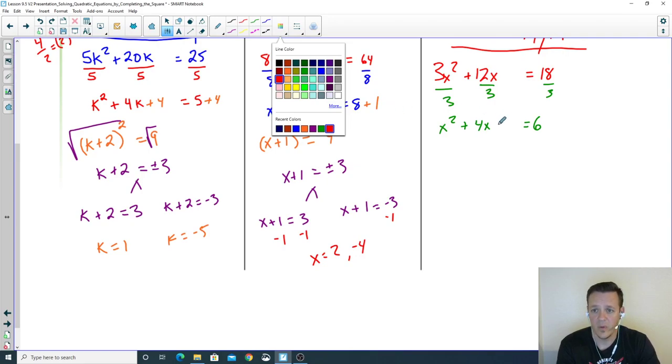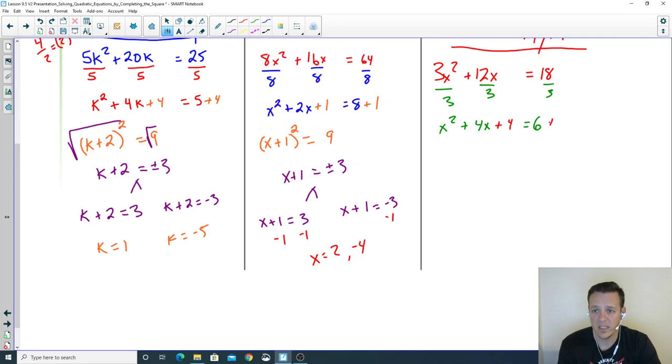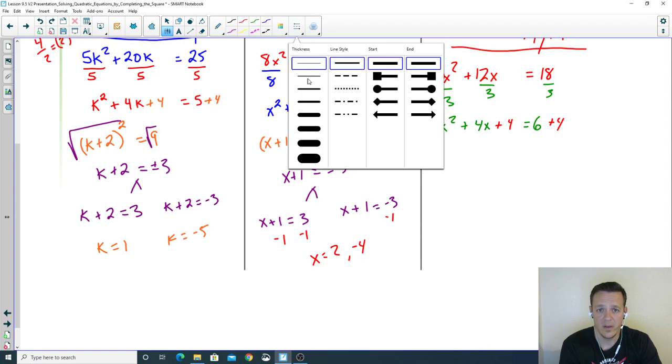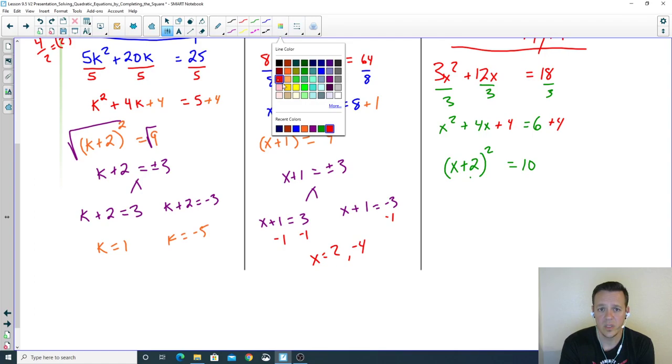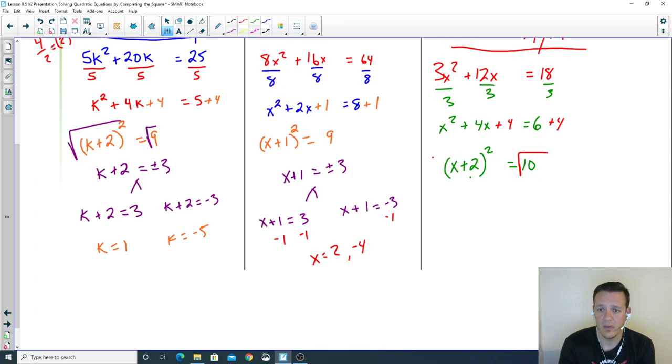Square that, that would be 4. So it's plus 4 to both sides, right? And now we have our first tricky one that I've ever showed you. When you solve this out, this is going to be x plus 2 squared, right? And then equals 10. And now you have the square root of everything here. So your answer ends up being x plus 2 equals plus or minus the square root of 10. You can't really change that.